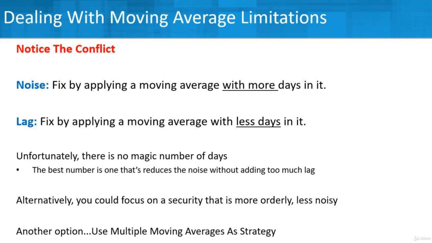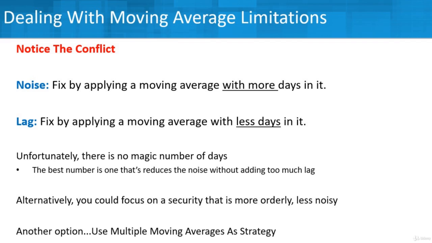Alternatively, what you could do is focus on a security that's more orderly, or in effect less noisy, with fewer outliers. If you have less noise, you can work on that lag part a little bit more and use a moving average with fewer days because the security is moving in a more orderly fashion. So that's another way you could do it.